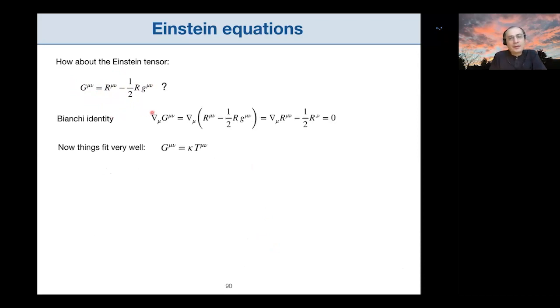You can check that the Bianchi identities applied to this tensor simply mean that the divergence of this Einstein tensor is equal to zero. And now things seem to fit very well. If we assume that the Einstein tensor is proportional to the stress energy tensor, then from these equations, it follows automatically that the stress energy tensor must be conserved.